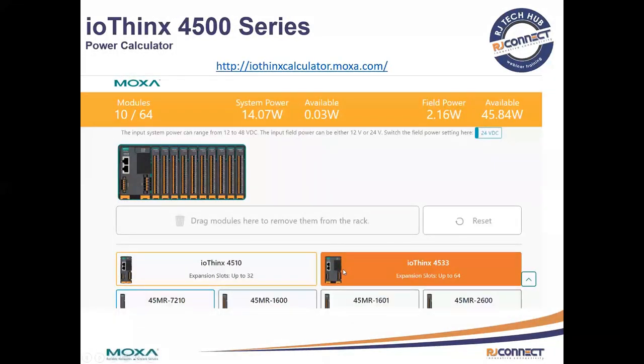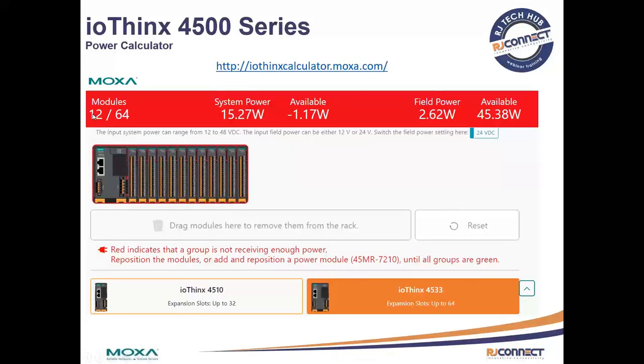Then, to add modules into the IO controller here, you navigate to the IO modules and double-click the IO module that you need, and it will be added into the controller here. The more modules you add, the more power you lose. You see the available power will go negative and turn red, as shown here. We have now added up to 12 modules, and the available power is minus 1.17 watts, meaning we need to add a power module now.